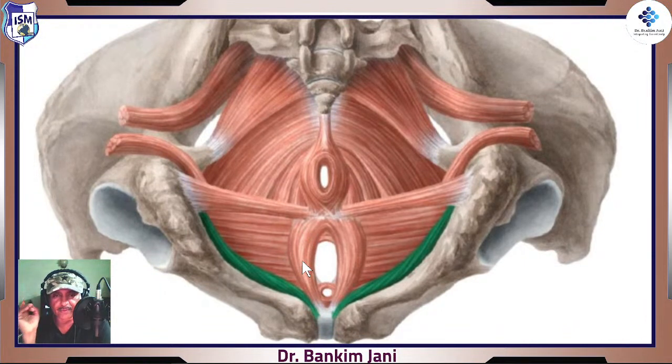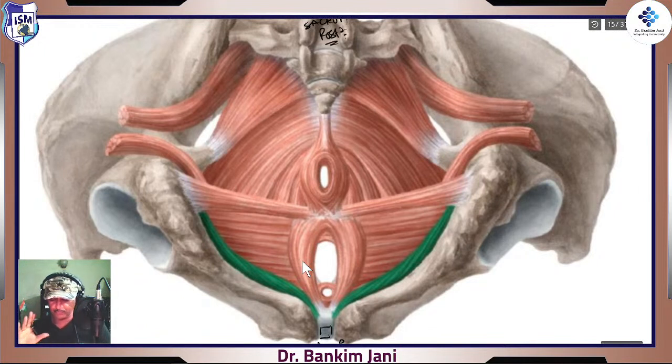Over here, there is so much to understand. First, let's orient ourselves. This is anterior, right? Because that's the pubic symphysis. So that's anterior. Over here is the sacrum, so that one is posterior, no doubt about it.